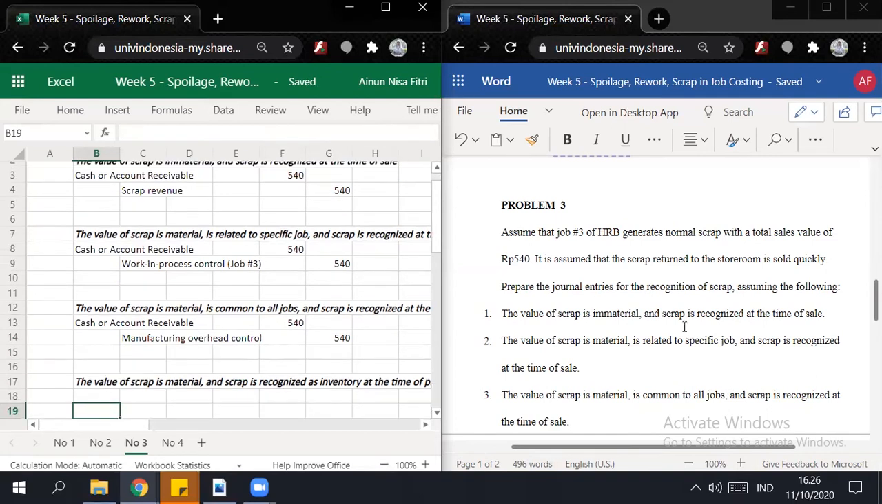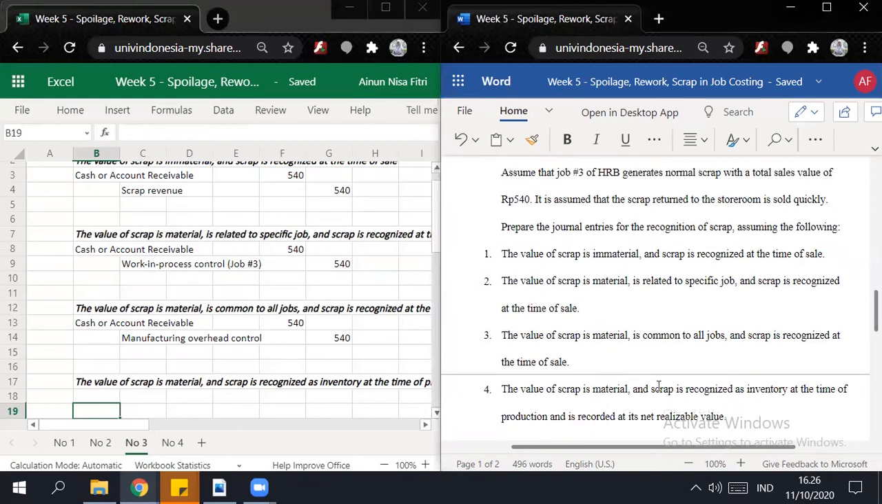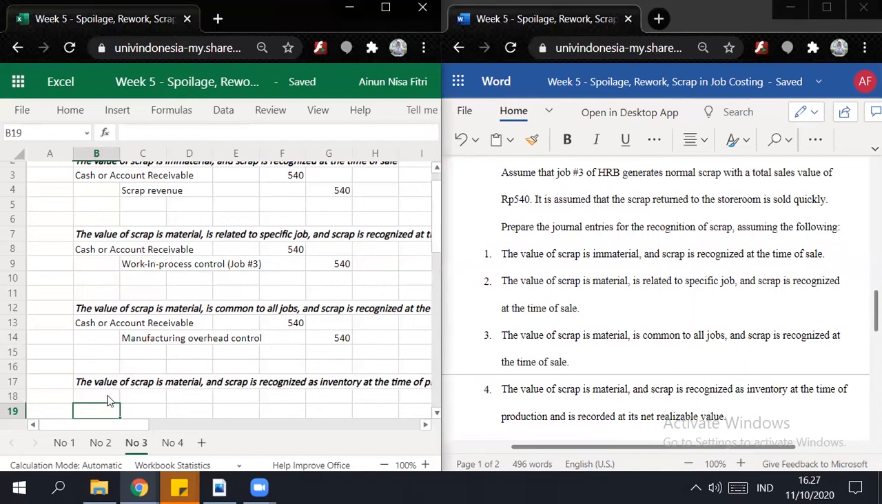And then for the fourth question, the value of scrap is material, and scrap is recognized as inventory at the time of production and is recorded at its net realizable value. So first, let's recognize when it is recognized as inventory. Therefore, the first journal is materials control, and then on the credit side is WIP or work in process control, Job number 3.